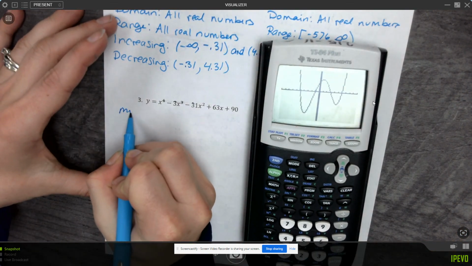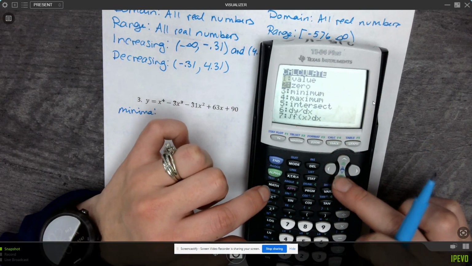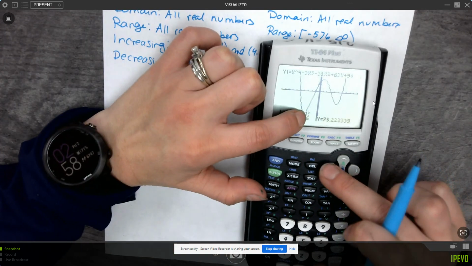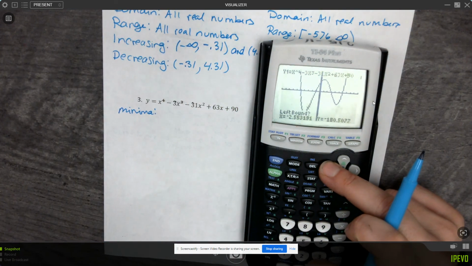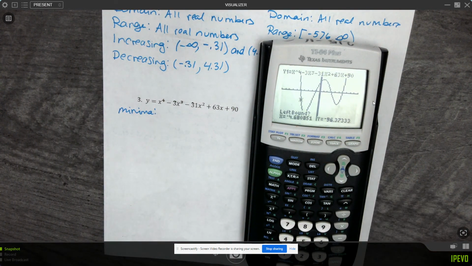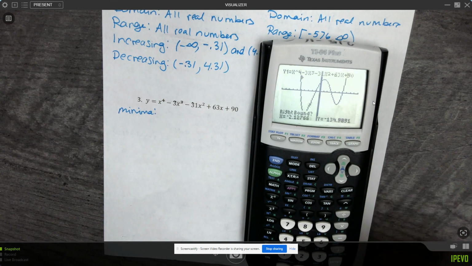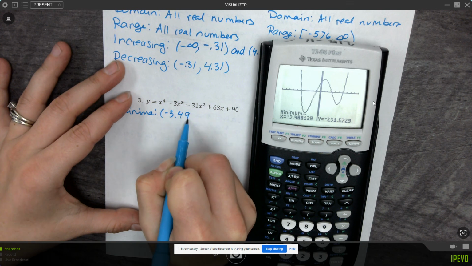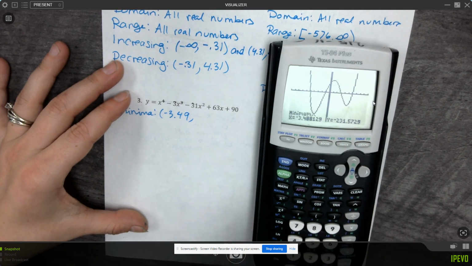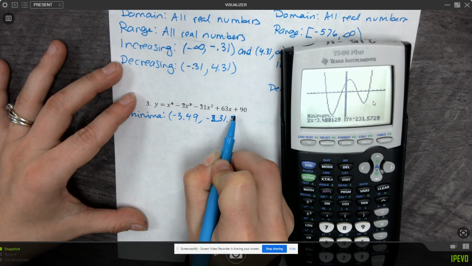So your minima, I'm going to go second trace. Let's go find that minimum. I'm going to start with the one over here. So I need to be left of that point. I am not left of it. So I'm going to just go left, continue around. Make sure you are definitely left of it and hit enter. And then come back right and come back around. Make sure you're definitely right of it and hit enter. And when it says guess, just hit enter again. And we get negative 3.49, comma, negative 231.57.